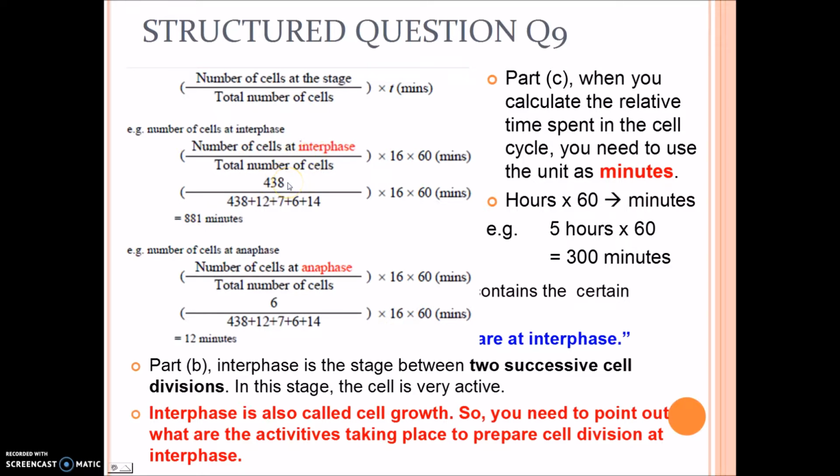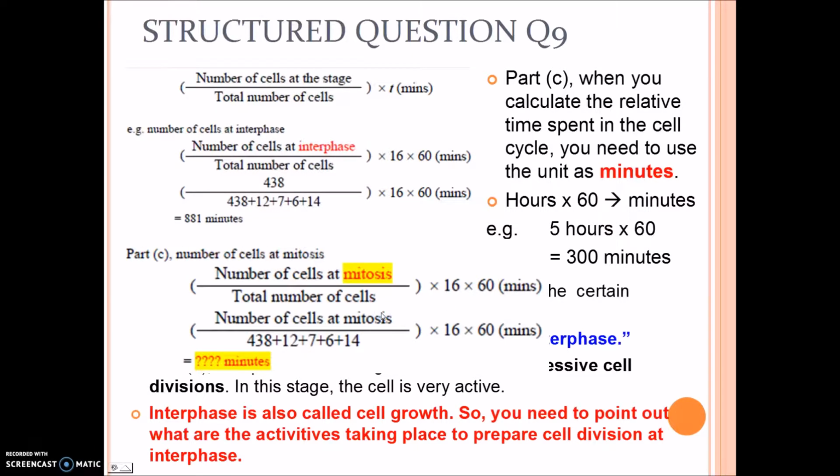So actually you may see that there should be many cells spending a longer time at interphase. For the second example, the number of cells at anaphase. The number of cells at anaphase is 6 cells, over the total number times 16 and times 60, and then you will get 12 minutes.